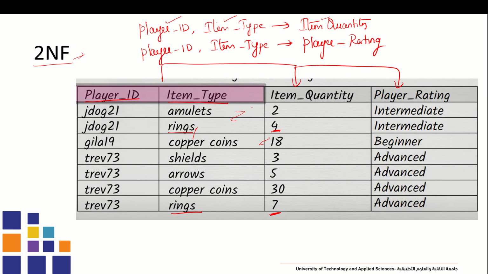I cannot remove anything. If I remove the item type, with player id alone can I find? See, for example, player id, day jog, right? Here the item quantity is 2. Same day jog only, but the item quantity is 4. Right? Different. It's not the same. So with player id alone I cannot determine item quantity. With item type alone I cannot determine item quantity. I need both to determine the item quantity. So this is fully functional dependent.